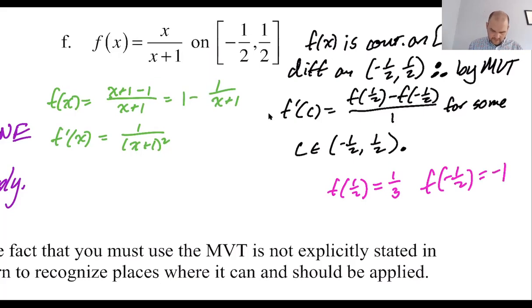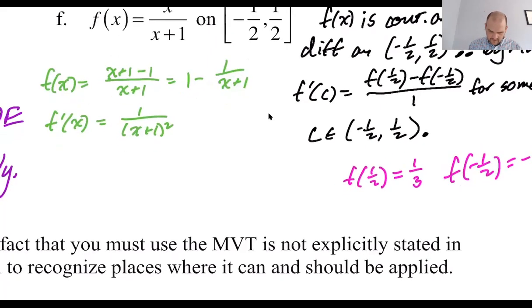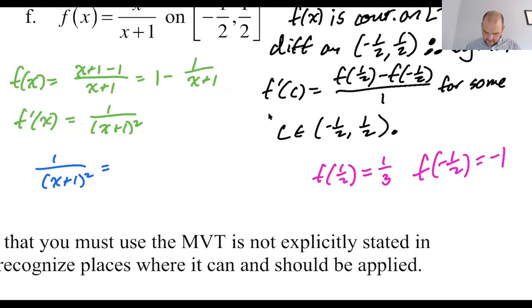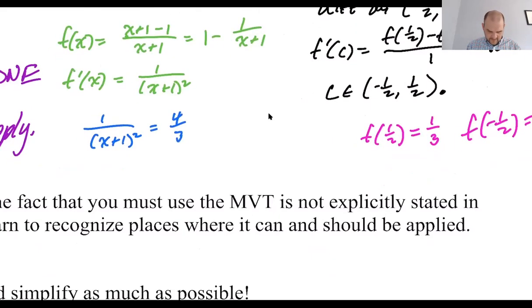Okay, so what color should we use? Let's switch to blue. 1 over x plus 1 squared equals, f of 1/2 is 1/3, so 1/3 minus -1. So 1/3 plus 1 is 4/3. And then over 1. So just 4/3. Okay. And then that means x plus 1 squared equals 3/4. Took reciprocals of both sides, which is how I love to deal with that.